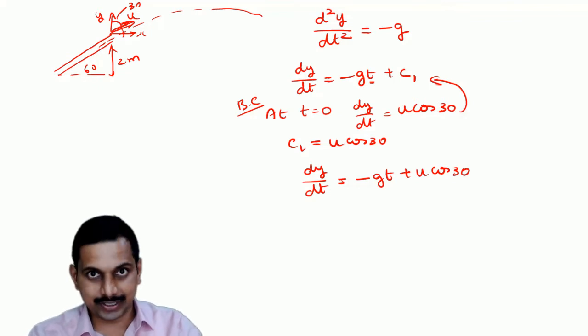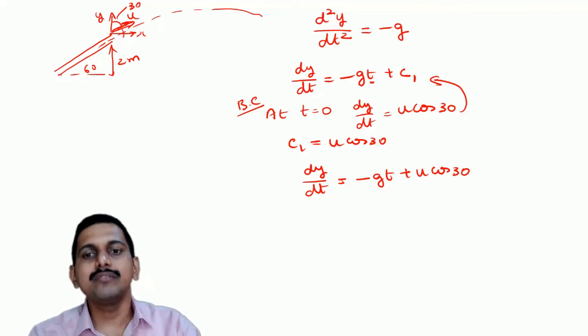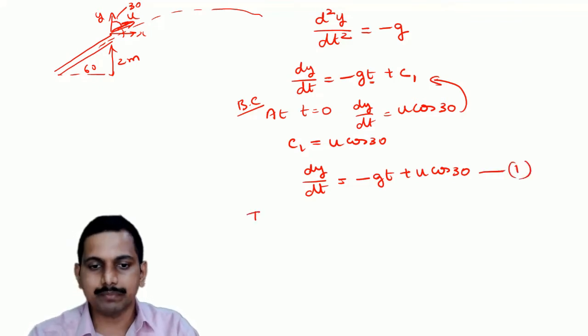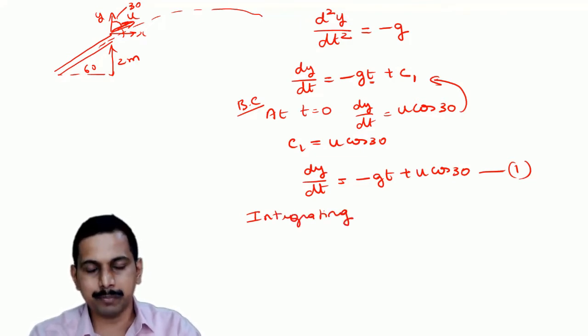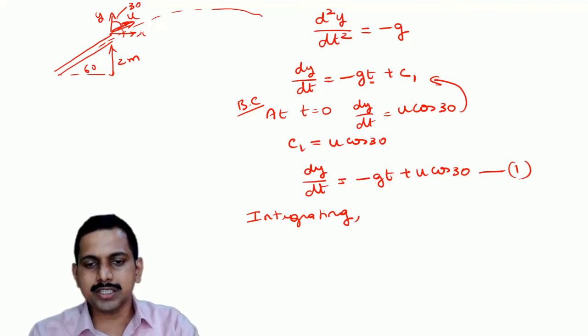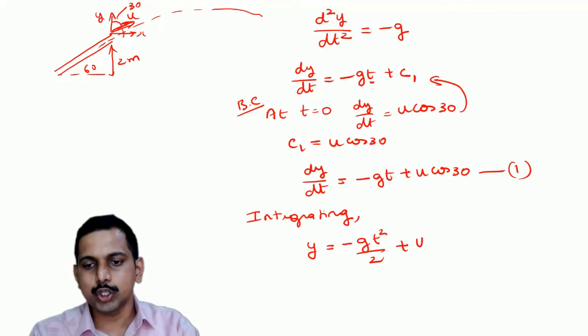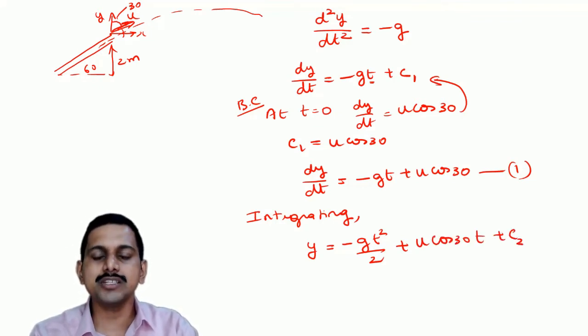Correct? Next, after this point, we will integrate again. This I will call equation number 1. Okay, let us integrate. It's a long question, I do agree, but a long question only tests your knowledge better, it will test your character also. Integrate. Now when you integrate this, y is equal to minus gt square by 2 plus u cos 30 into t plus another constant C2.